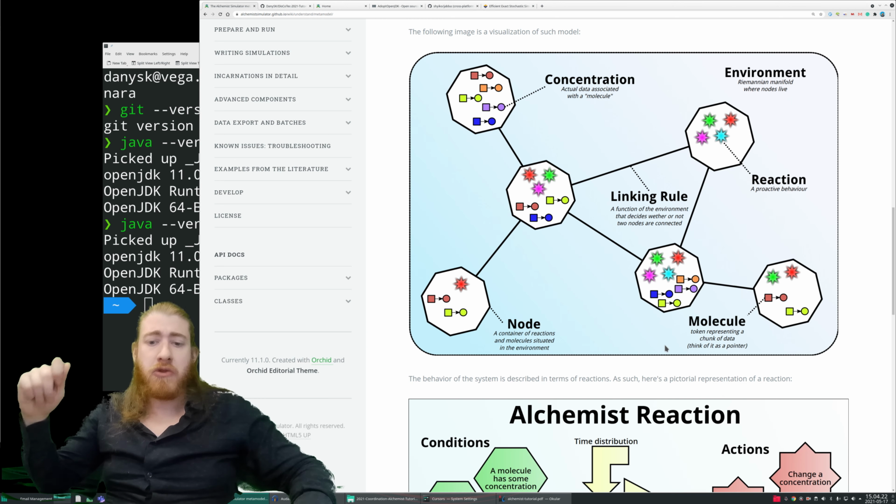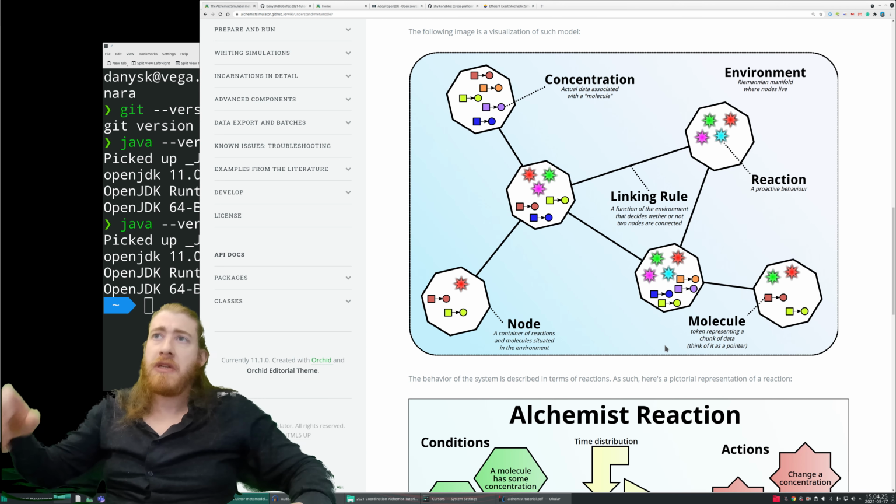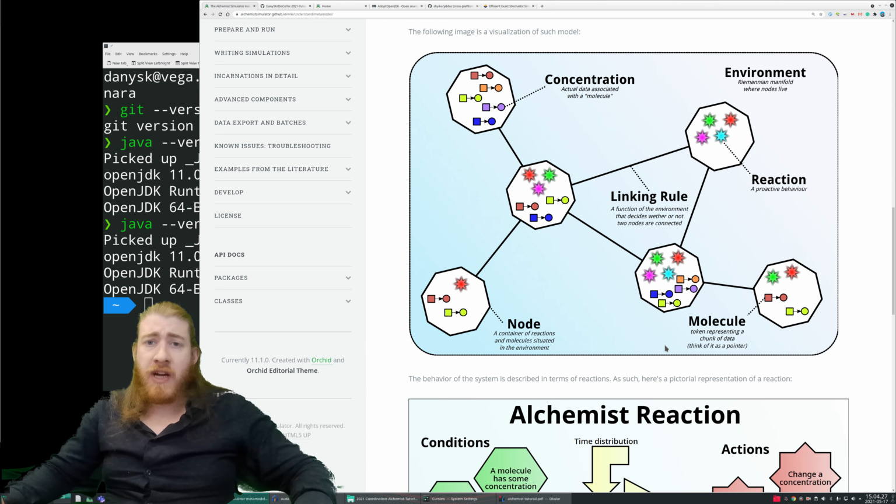Nodes contain molecules. You can think of molecules as just names, tokens. Molecules are connected to concentrations. Concentrations are the actual data item contained inside the node. You can think of molecules as variable names, and concentrations as the actual data associated to the name. Crucially, all nodes also host reactions. Reactions are the only events that make the simulation progress.